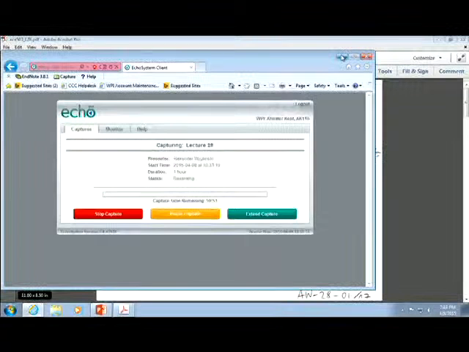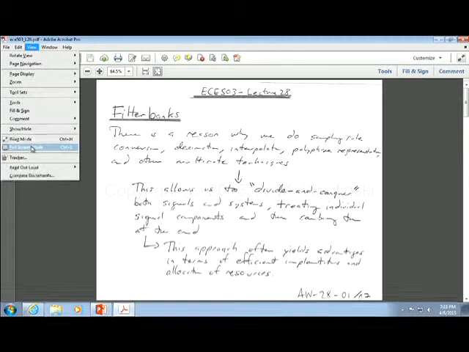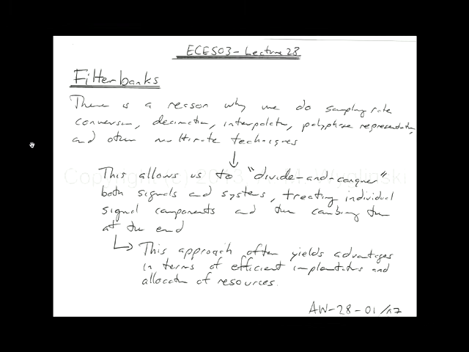Lecture 28 of ECE503. In this lecture, we're going to cover the all-important topic, more of an application of digital signal processing, called filter banks. As you're probably finding out in your course project, and in a lot of places you don't realize, filter banks are a way of dividing and conquering a signal.